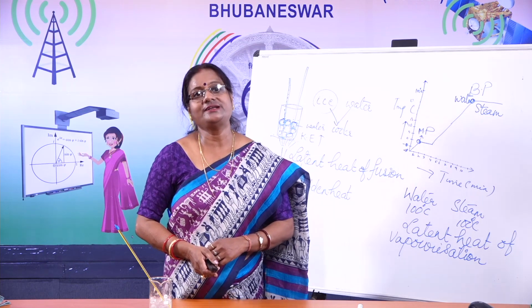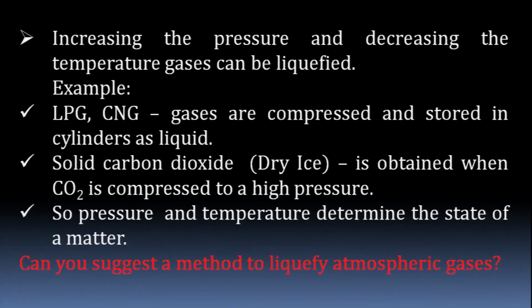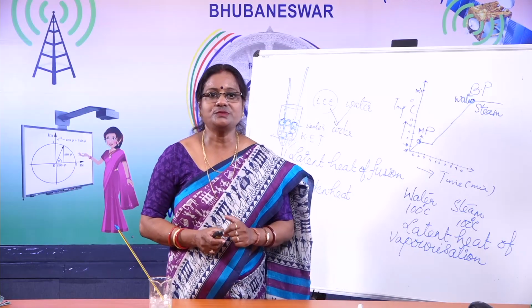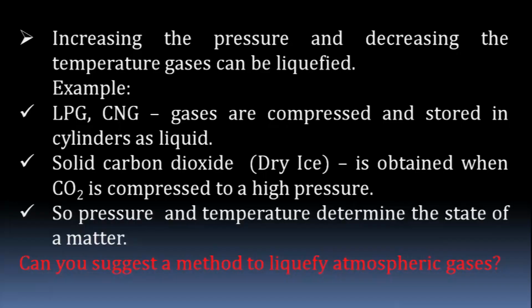Increasing the pressure and decreasing the temperature, gases can be liquefied. For example, you are seeing it in your daily life. LPG and CNG gases are compressed and stored in cylinders as liquid. Solid carbon dioxide, which we call dry ice, is obtained when carbon dioxide is compressed to a high pressure. So pressure and temperature determine the state of matter.